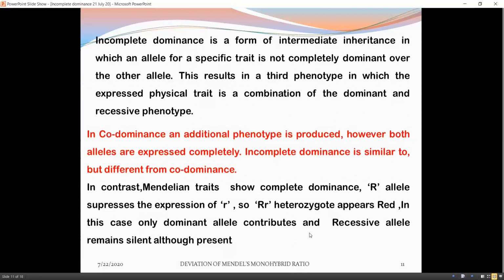Capital R allele suppresses the expression of small r, so the capital R small r heterozygote appears red. In this case, only the dominant allele contributes and the recessive allele remains silent although present.